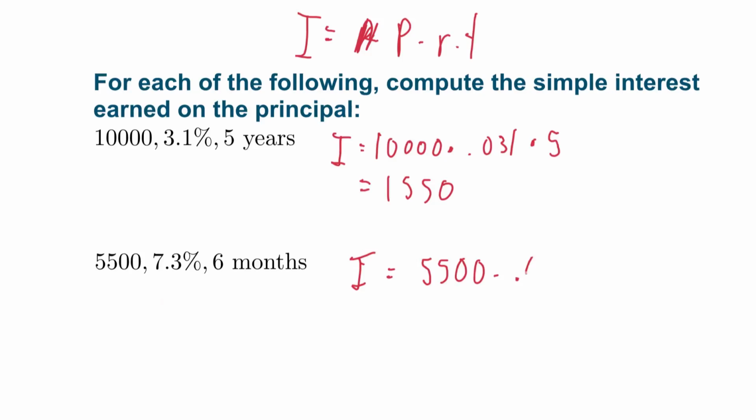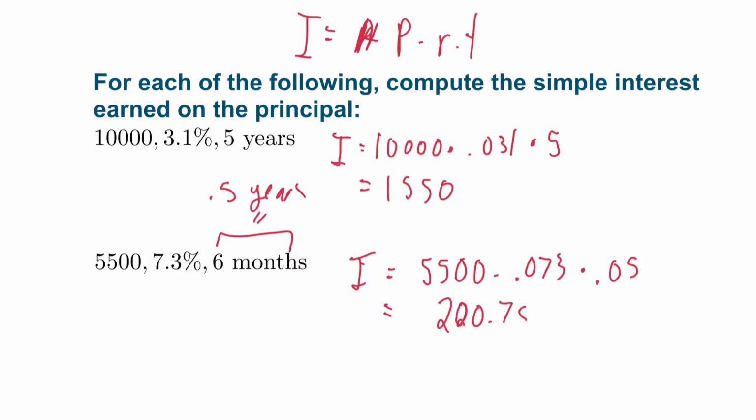In the next example, we have a higher rate, 7.3%, but a much smaller amount of time. So 0.073 is the rate, but I only hold for 6 months. So I don't multiply by 6, I multiply by 0.5 because this is equal to 0.5 years. So I compute this and I get $200.75.